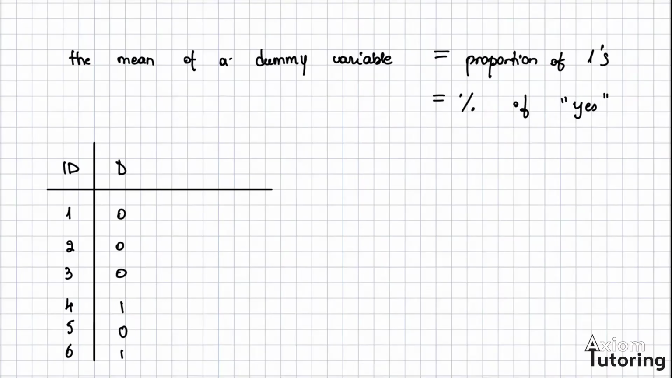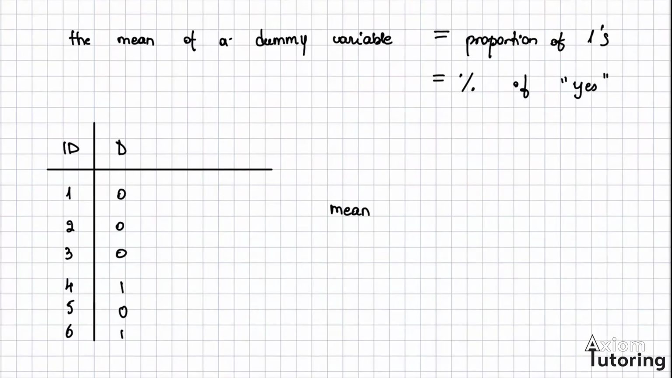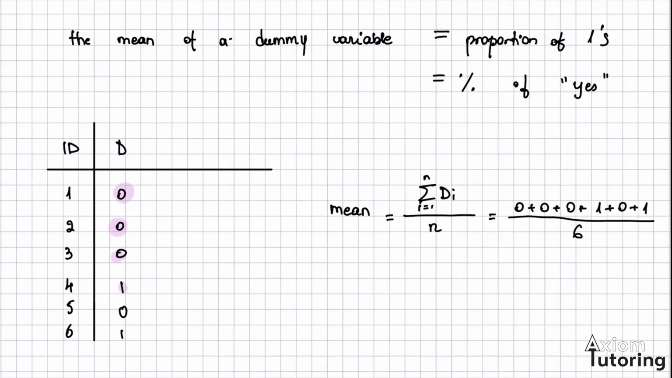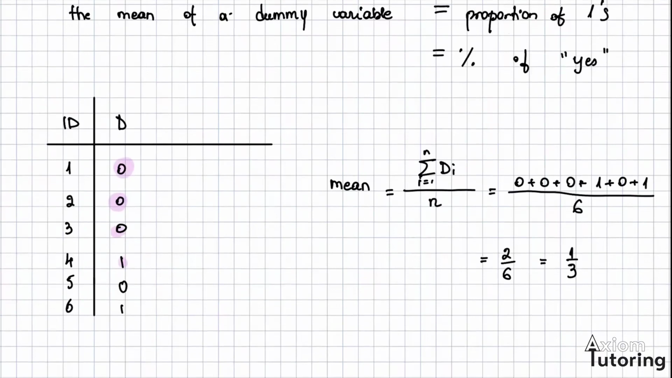When we try to find the mean of this dummy variable, the general formula that we would use is the sum of all of the values that this dummy is taking for all of the people that we have, divided by the number of observations. So it's literally adding up all of these zeros and ones. So we've got 0 plus 0 plus 0 plus 1 plus 0 plus 1, all divided by 6, which is the same as saying 2 over 6 or 1 over 3, or 0.3333, that's also like 33%.